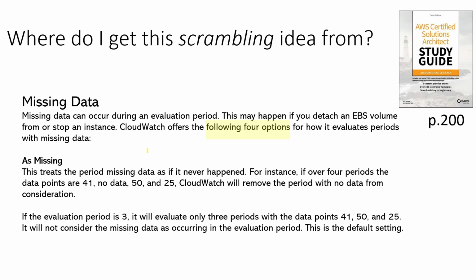For instance, if over 4 periods the data points are 41, no data, 50 and 25, CloudWatch will remove the period with no data from consideration. If the evaluation period is 3, like it has been with us, it will evaluate only 3 periods with the data points 41, 50 and 25. So it's kind of just cut out the one with no data. It will not consider the missing data as occurring in the evaluation period, and that's the default setting.